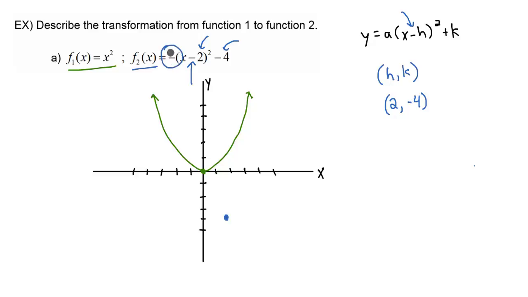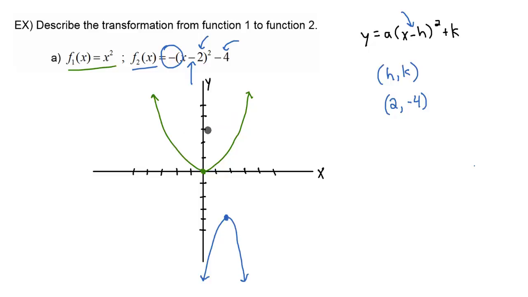And the last thing that we have to take into account is this negative sign in front. And that negative sign actually flips the parabola. So instead of opening upwards, it's going to open up downwards. So it's going to look something like this. And again, this is a very rough sketch. It's not perfect.